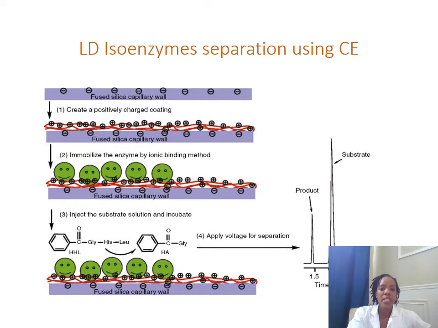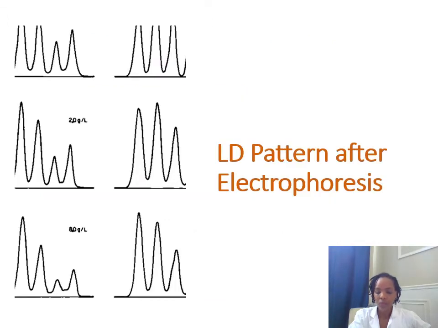LD isoenzyme separation using CE. 1. Create a positively charged coating. 2. Immobilize the enzyme. 3. Inject the substrate. 4. Apply voltage. And 5. Wait for results. LD patterns after electrophoresis.